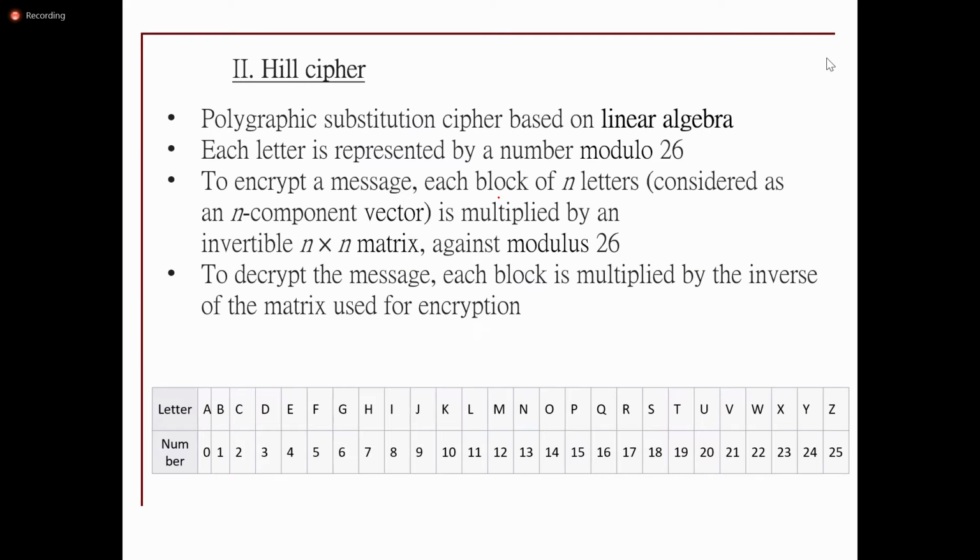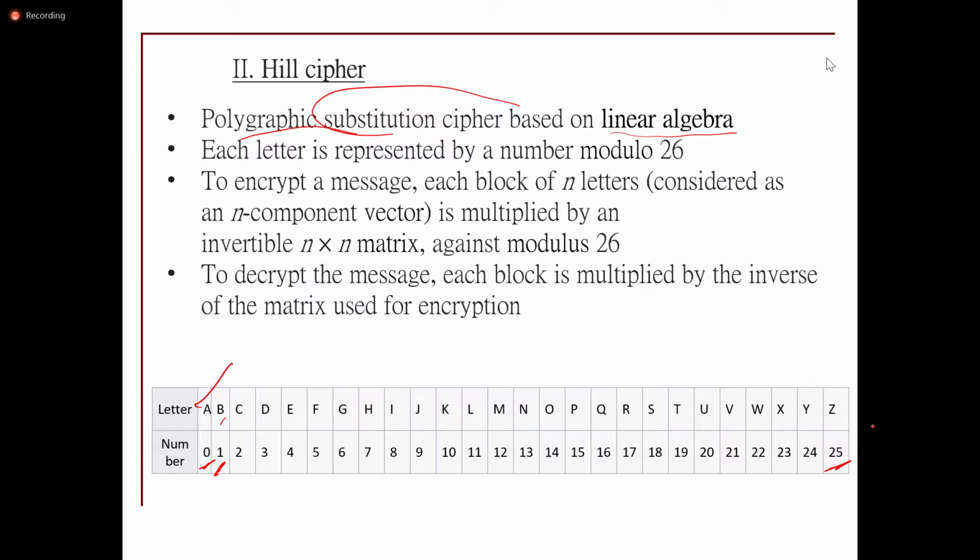Coming to the next type of encryption technique, the Hill cipher. Hill cipher is a polygraphic substitution cipher, so it is also a substitution cipher. The procedure uses linear algebra. How a plain text will be converted to ciphertext for a given key: every alphabet will be represented with a numerical value. Here A will be represented with 0, B will be 1, like this, and finally Z will be represented with 25.